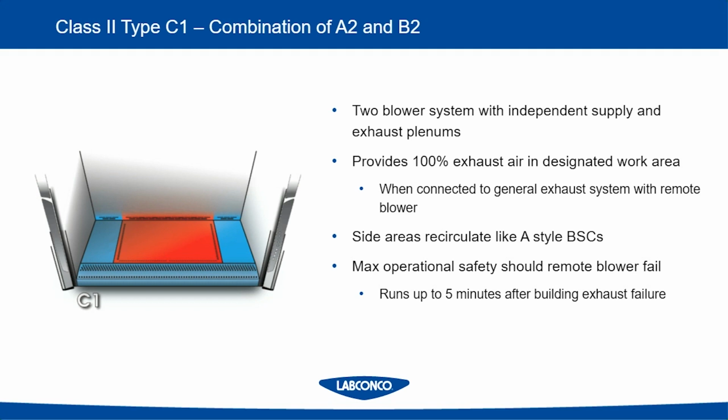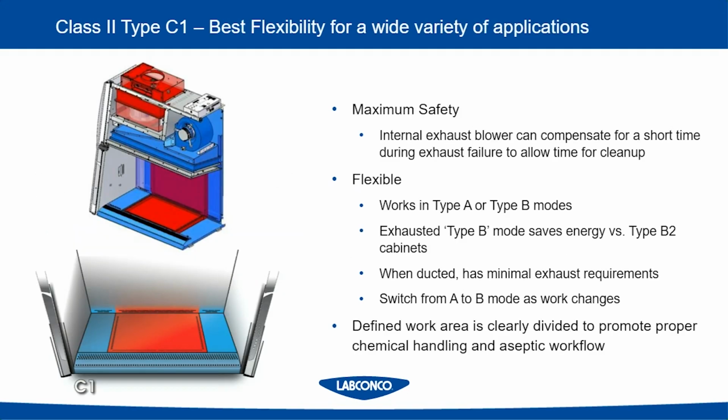Another nice feature of the Class II Type C1 is that should there be a remote exhaust failure on the building, the second blower within the system, the exhaust blower, can speed up and run to help maintain that exhaust for up to 5 minutes, giving the user time to cap their chemicals and get everything closed up. This means it provides the maximum safety over the traditional Class II Type B2 cabinet. The internal exhaust blower can compensate for a short time during the exhaust failure to allow for that cleanup.